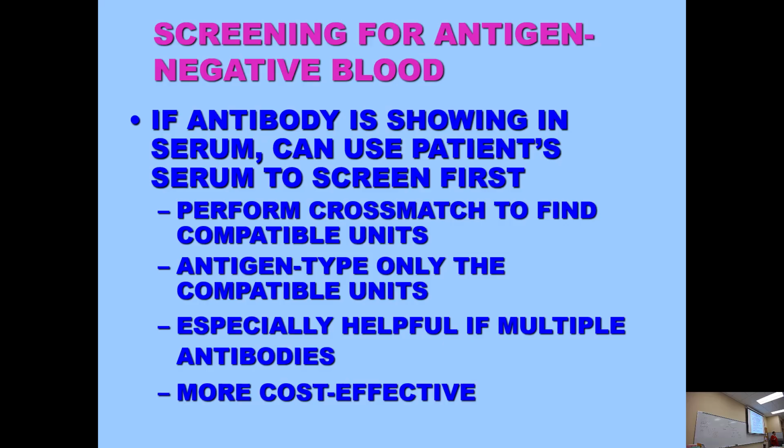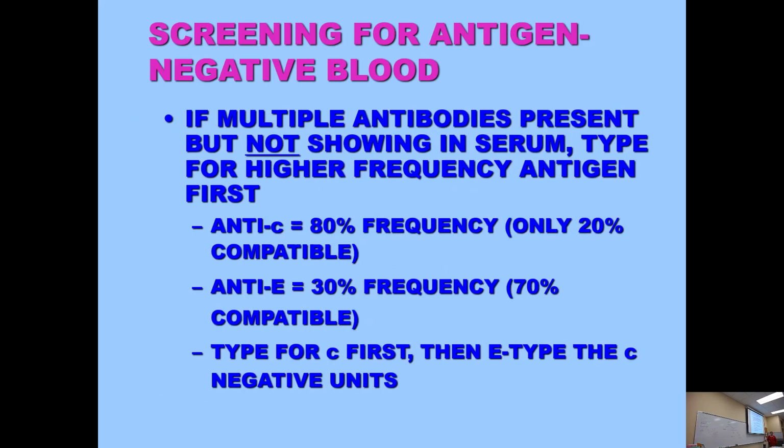So you still have to antigen type to verify. But if you have a lot of patient plasma, this is an easier way of doing it. Especially helpful if multiple antibodies, because it's only one tube versus all the controls and all those other ones you have to do. Very cost effective if you have enough patient plasma, rather than using those specialized antisera.